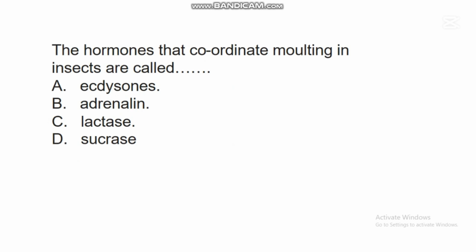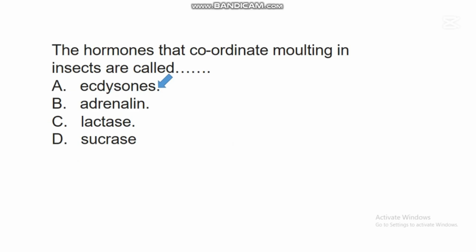The next question says, the hormones that coordinate molting in insects are called dash. A. Ecdysones, B. Adrenaline, C. Lactase, D. Sucrase. In this question, the correct answer is ecdysones.